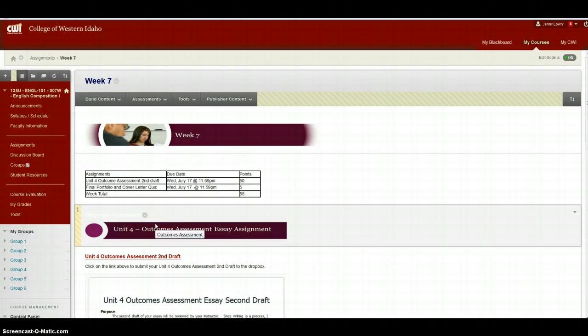So really your only actual assignment to do is the second draft of your outcomes assessment, and then for the rest of the week you should spend this time working on your revisions for your final portfolio. So I hope you have a wonderful week 7, and then next week we'll be wrapping everything up. So have a great week.